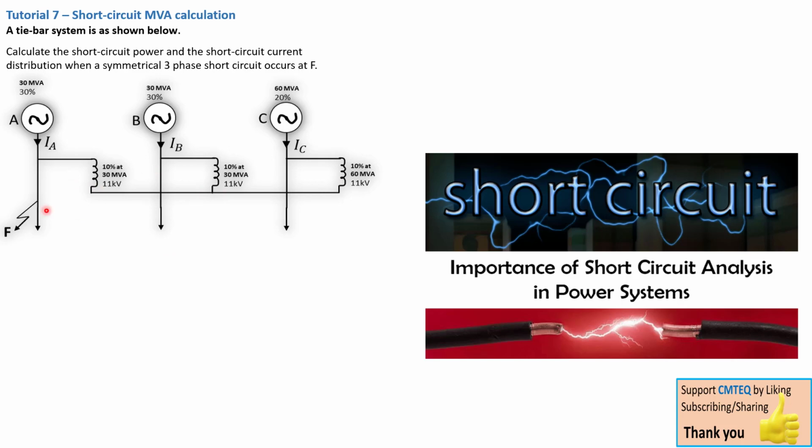Now, in case of a short circuit, generator A is the one that will be able to supply a large short circuit current into the fault. However, generators B and C won't be able to supply a short circuit current directly into the fault. The current must first go through the reactors. So that creates a reduction in short circuit current going into the fault. That's basically one advantage of having this tie bar connection system, where the reactors limit the short circuit current going into the fault.